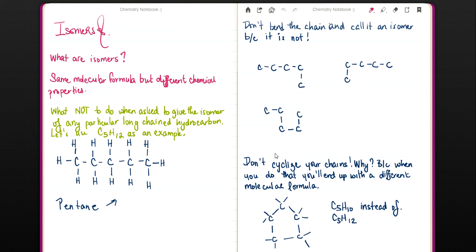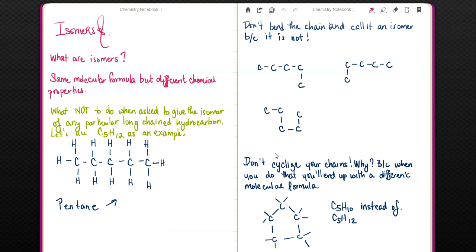Isomers. What are isomers? Same molecular formula but different chemical properties. That is what they are. They're compounds with the same molecular formula but different chemical properties, meaning that if you have C5H12, the next one will be shaped differently, but it will be C5H12 as well.